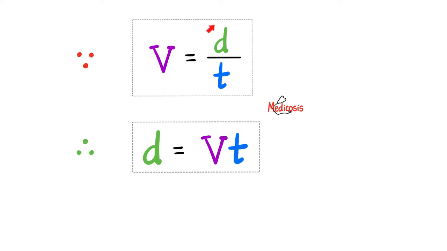Since v equals displacement over time, therefore displacement equals velocity multiplied by time. If you're not so good at cross multiplication, just multiply each side of the equation by time. So this becomes vt and this becomes just d.